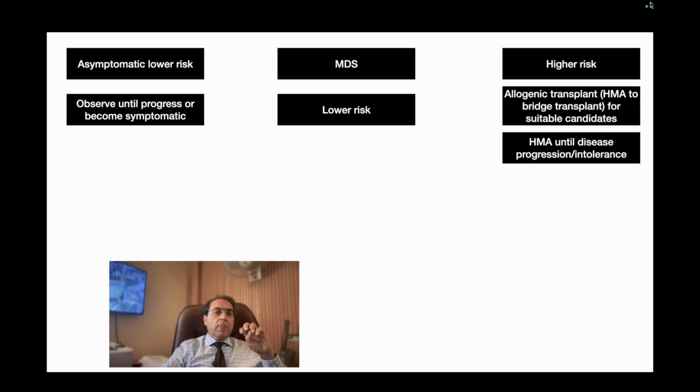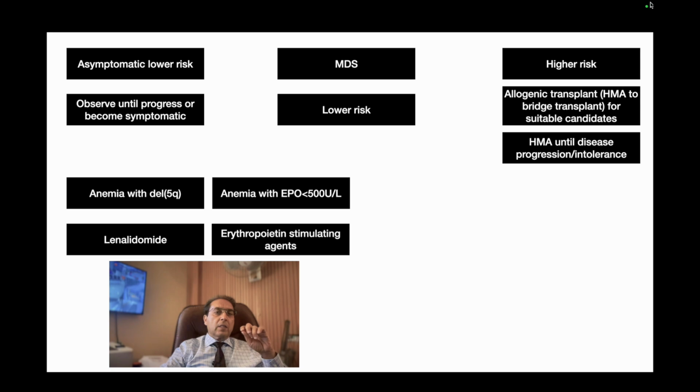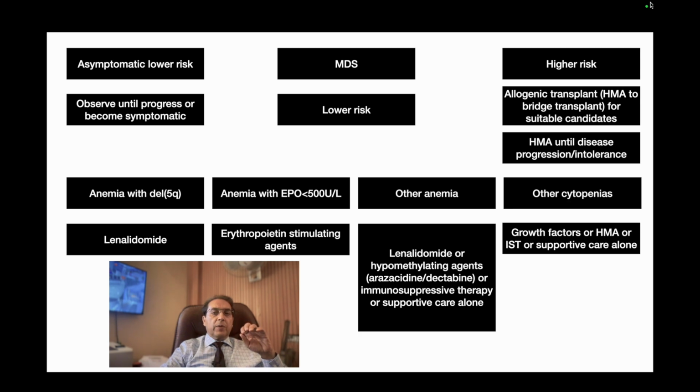For patients who are low risk, see if they have anemia with deletion 5q, they may be offered lenalidomide. If they have anemia with erythropoietin which is less than 500 units per liter, they may be offered erythropoietin stimulating agents. For other anemias, we may use lenalidomide or hypomethylating agents like azacitidine or decitabine, or they may be offered immunosuppressive therapy or supportive care alone. For other types of cytopenias, they may be given growth factors or hypomethylating agents or immunosuppressive therapy or even just supportive care. So this is the plan of treatment for patients who have myelodysplastic syndromes.